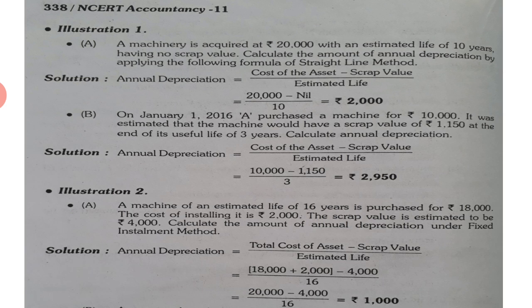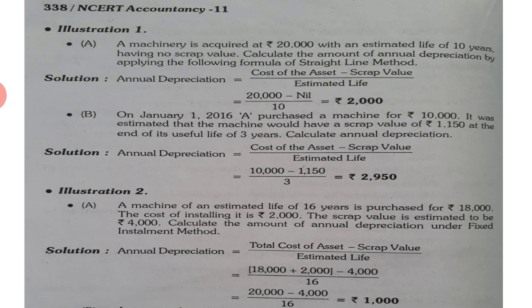Okay. In the second question, that means B1, B of illustration 1. Machinery was purchased on January 1st, 2016. Its cost was 10,000 and scrap value was 1150 and estimated life is 3 years. So again we'll apply the same formula: 10,000 minus 1150 upon 3. So it comes to rupees 2,950 per year, that is, annual depreciation.